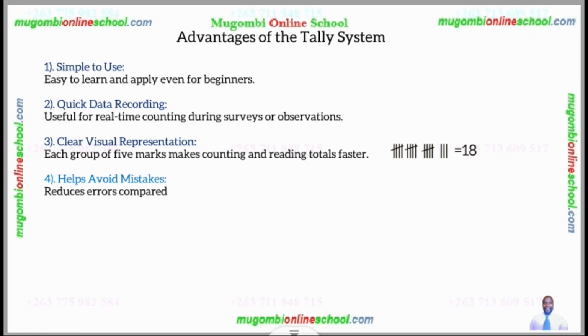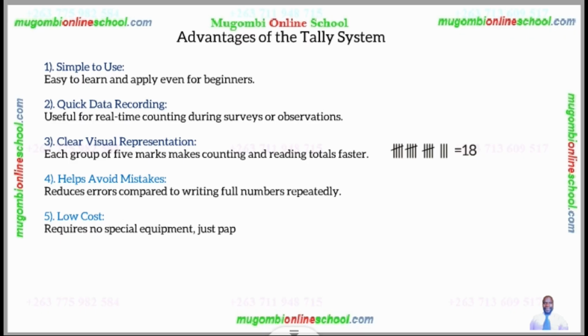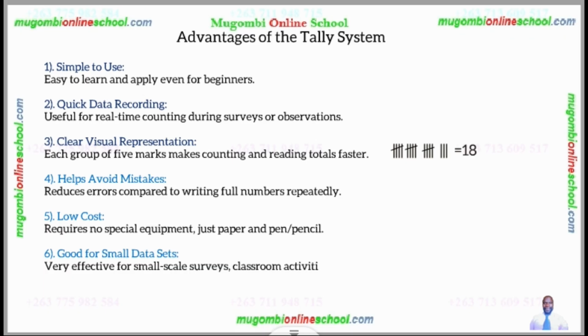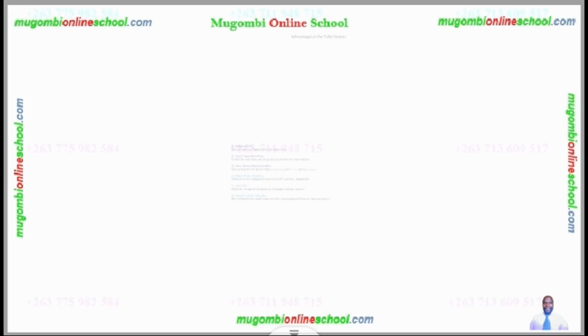Number 4, helps avoid mistakes, which means it reduces errors compared to writing full numbers repeatedly. Number 5, low cost, which means it requires no special equipment. Just a paper, pen, or pencil is used. Number 6, good for small data sets, which means very effective for small-scale surveys, classroom activities, or manual counting.